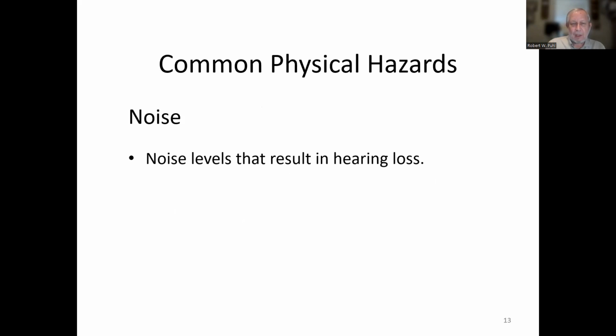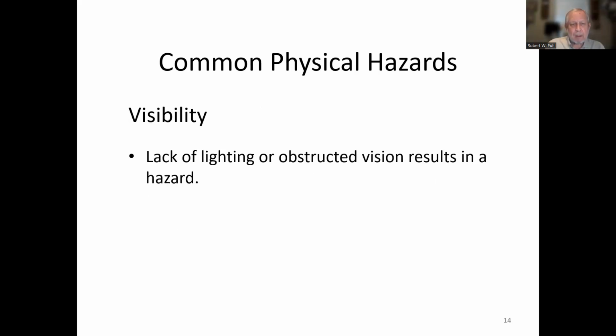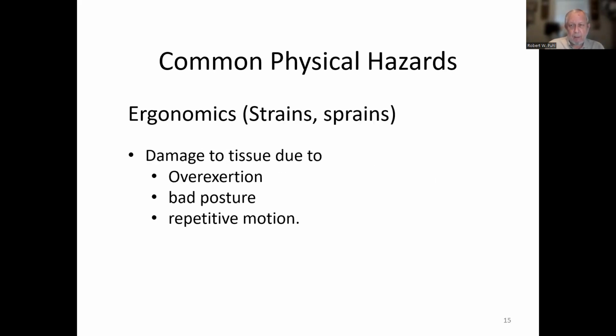Noise levels that result in hearing loss. There's an OSHA regulation on hearing conservation. We're going to cover that in depth in a couple of modules from now. Visibility, lack of lighting or obstructed vision results in a hazard. You don't have proper visibility. Ergonomics, strains and sprains: damage to tissue due to overexertion, bad posture, repetitive motion. Those are three common perils that you look for in ergonomics.